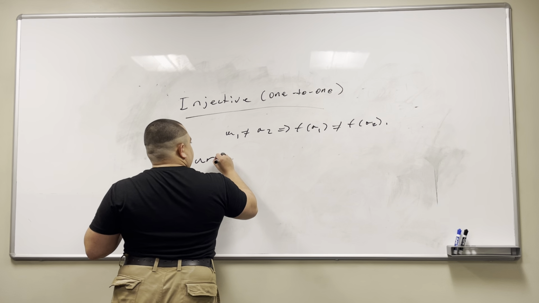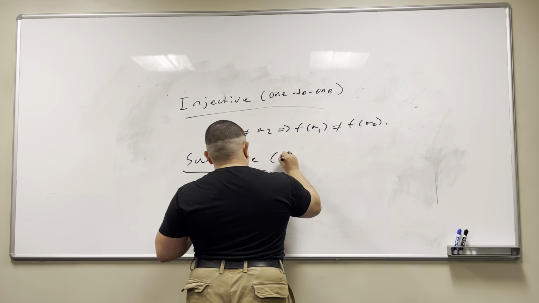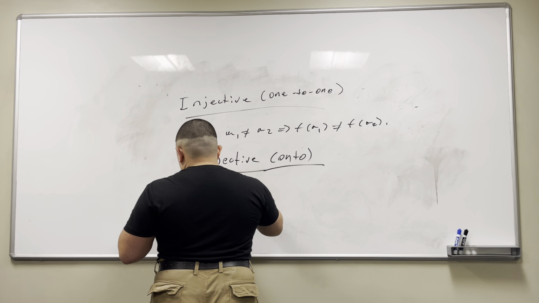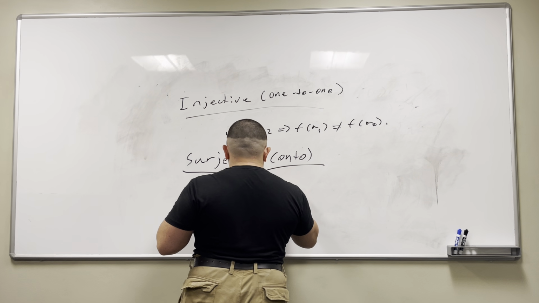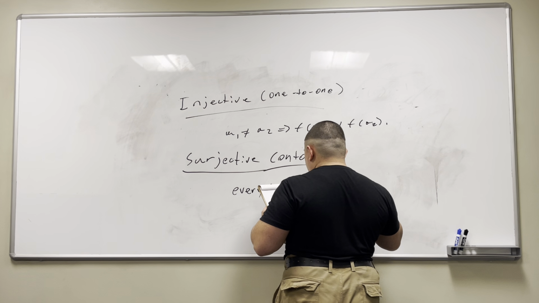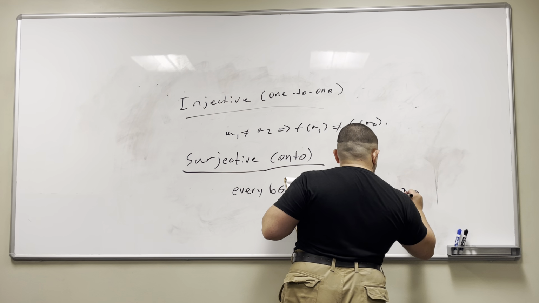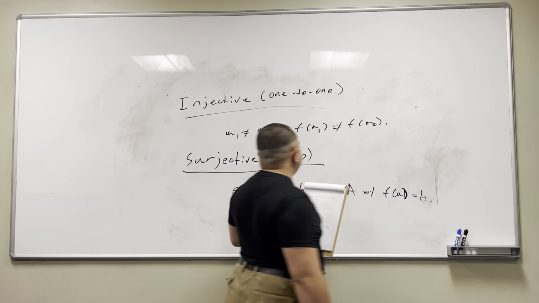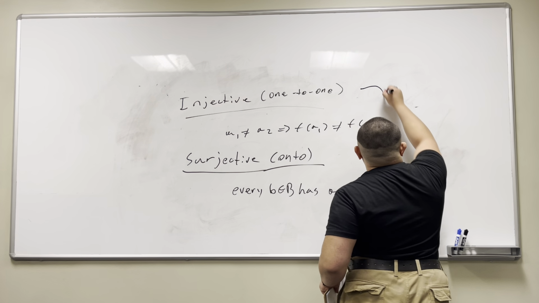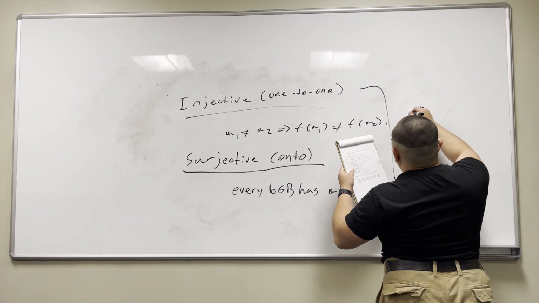Surjective, or onto. Every b within the set B has some a within the set A with f of a equal to b. And there are nice diagrams of this as well, by the way. You can look at that. It's pretty nice, assuming you haven't seen this before, which is kind of laughable, but it's a refresher, like I mentioned earlier.